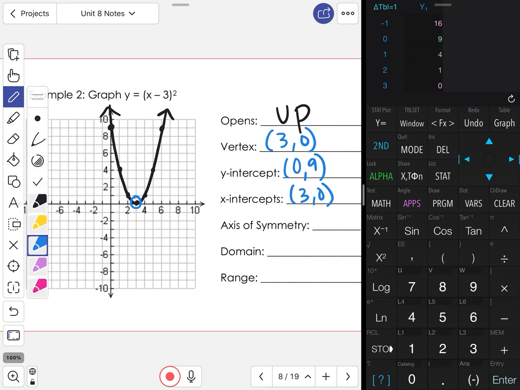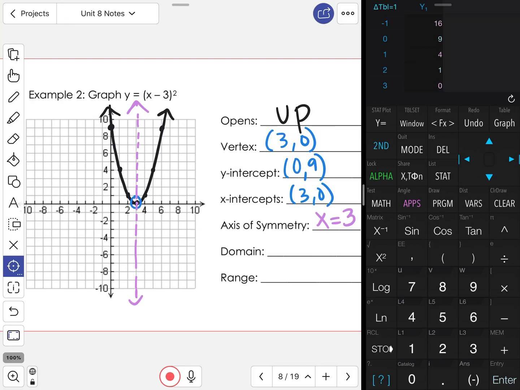Okay, then we need to identify our axis of symmetry. So let's make that line straight through our vertex vertically, which, first we have to write x equals, and it was cutting through x equals positive 3.